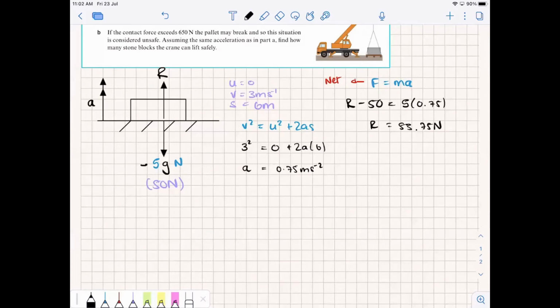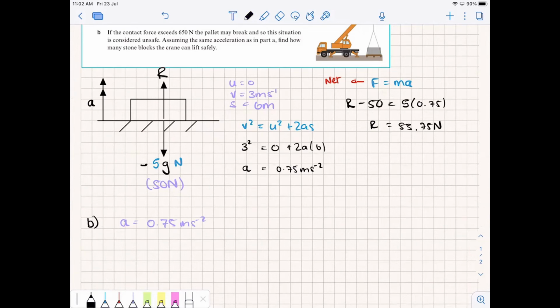They've said we can use the same acceleration from the previous question, so we don't need to work out the acceleration again. We know the acceleration is equal to 0.75 meters per second squared. And what we are saying is that this resistance force, this reaction force, the upward force from the pallet, cannot exceed 650 newtons.